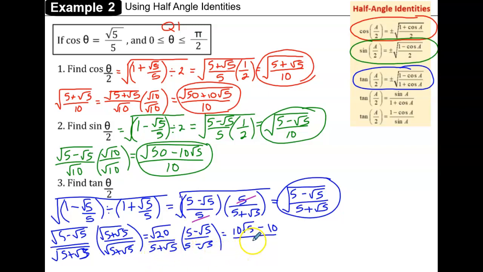And then in the denominator, we have a difference of squares from that conjugate. 25 minus 5 is 20. And then all three of those terms are divisible by 10. So we'll have a root 5 minus 1 all divided by 2.